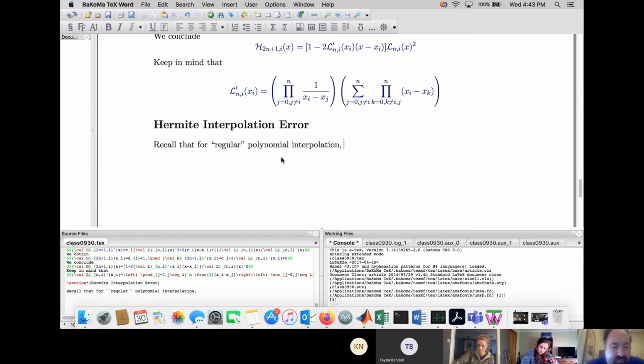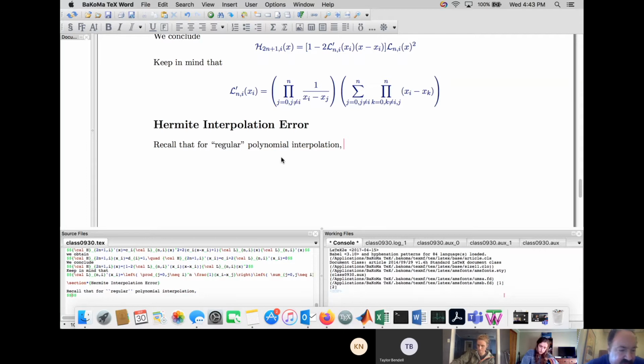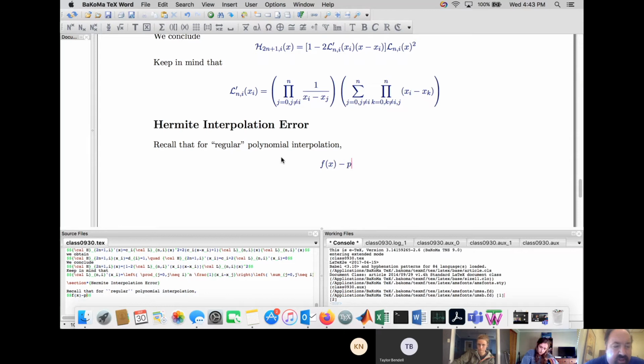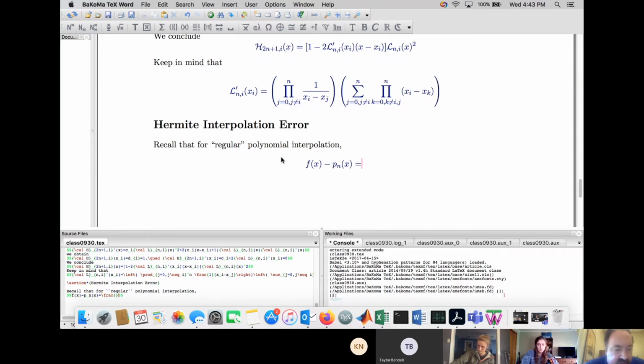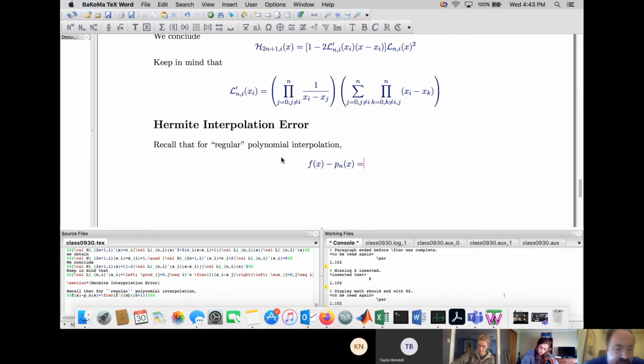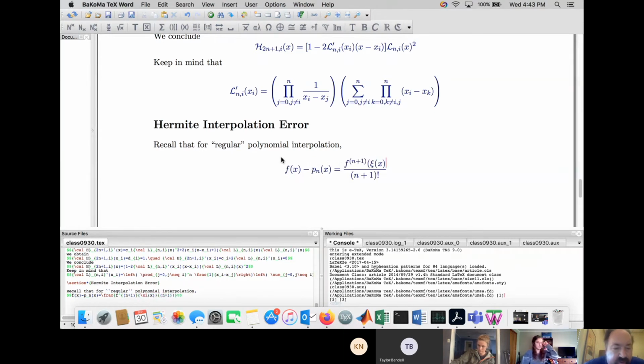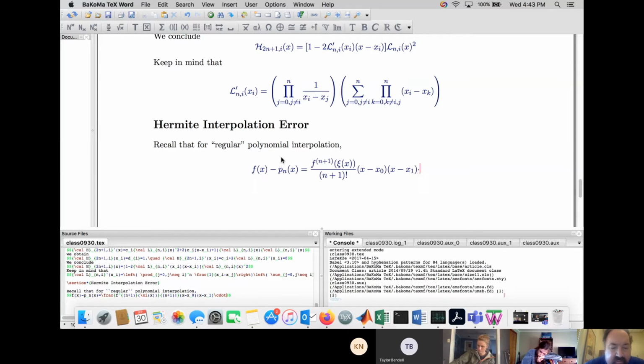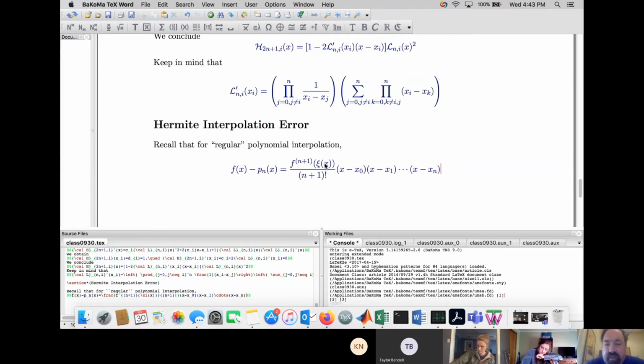All right, we have this error formula. So f of x minus Pn of x is equal to, we have n plus 1 factorial down below, and then for polynomial degree n, we have the n plus first derivative at some unknown point that depends on x. And then we have a product of these linear factors involving all of the interpolating points. Okay, so that's what we had before.